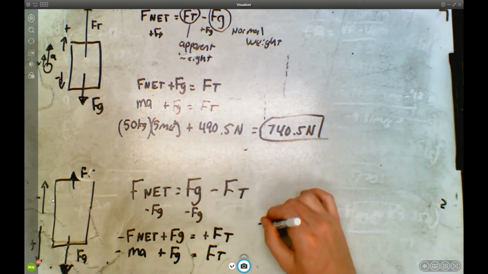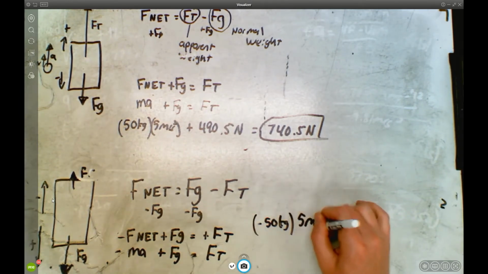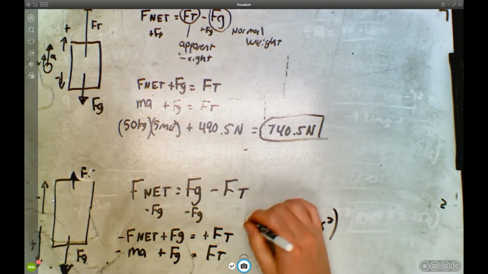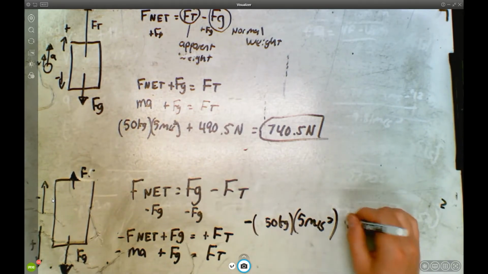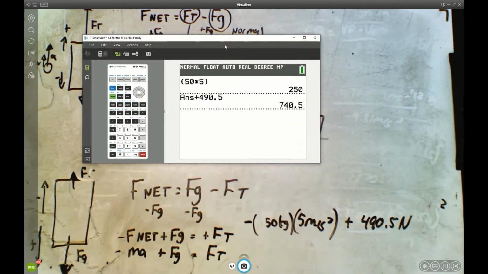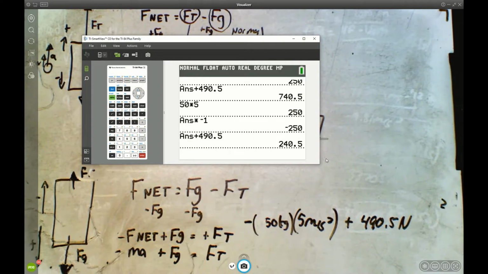Okay, so negative 50 kilograms times the acceleration, which is 5 meters per second squared downwards, and we said down is positive, so this negative should actually be outside the brackets like that. And then her normal weight is 490.5 newtons. So if I plug that into my calculator, I know I want to get that mass times acceleration negative, so I'm going to go 50 times 5, and then multiply by negative 1. I'm going to make sure that it gets nice and negative, and then add on the 490.5, and I get 240.5.